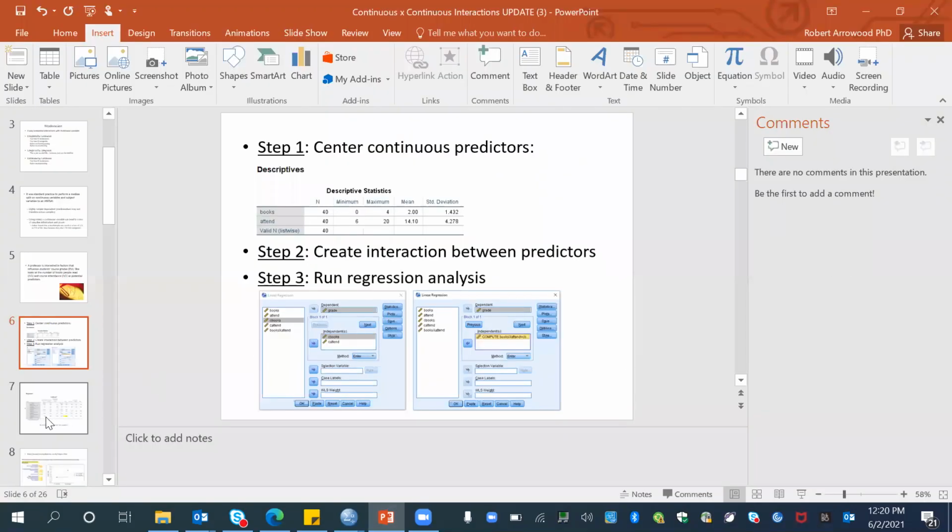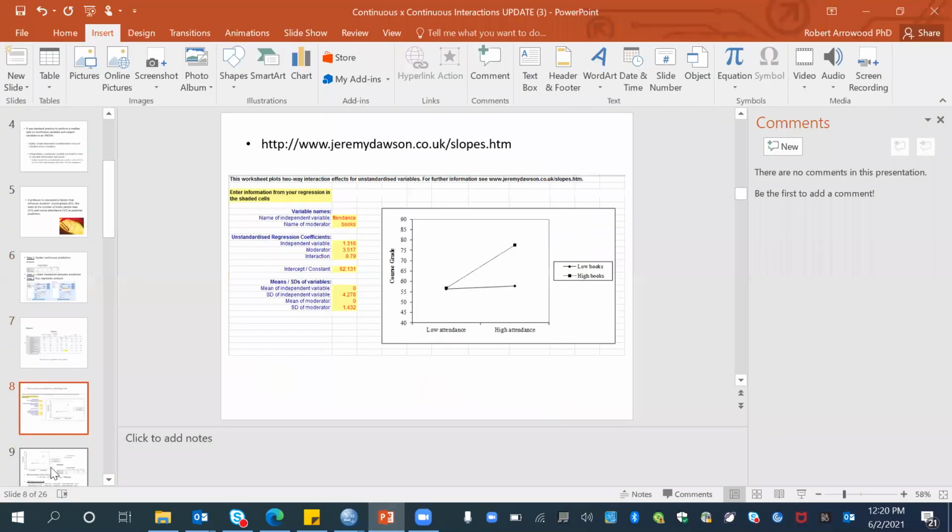So back to the PowerPoint. That's what we're looking at. The next thing we would definitely want to do is plot this. If you recall, I recommended the Jeremy Dawson website because it's got some fantastic pre-made graphs that you can use to create your interactions. I think they look really good as well. I've published with these graphs before. As a matter of fact, every paper I've ever written that's had a moderated regression has used Jeremy Dawson's graphs.